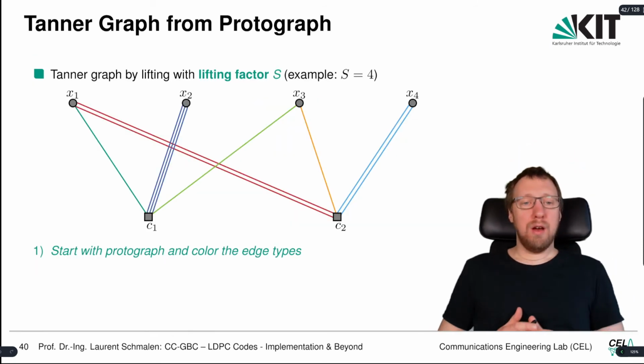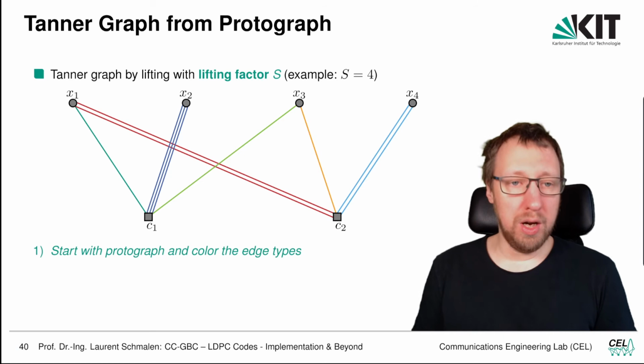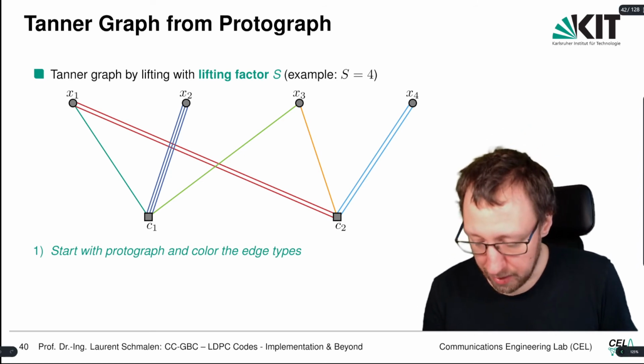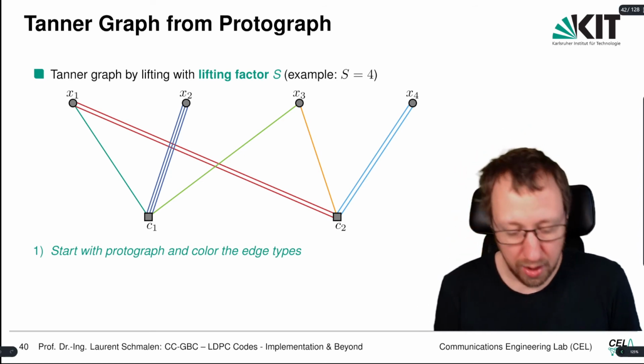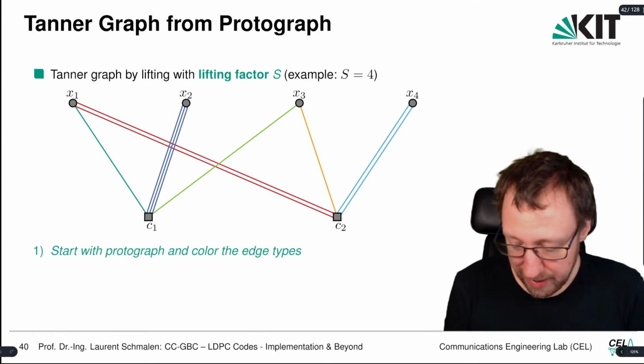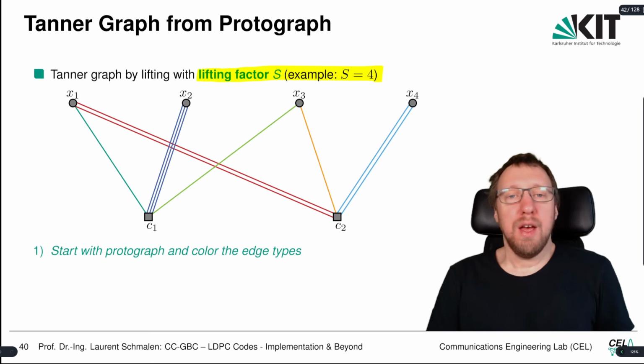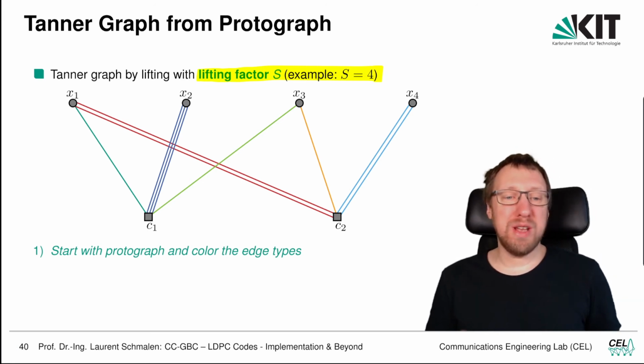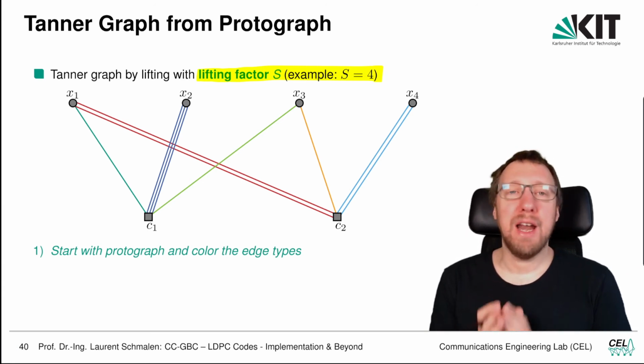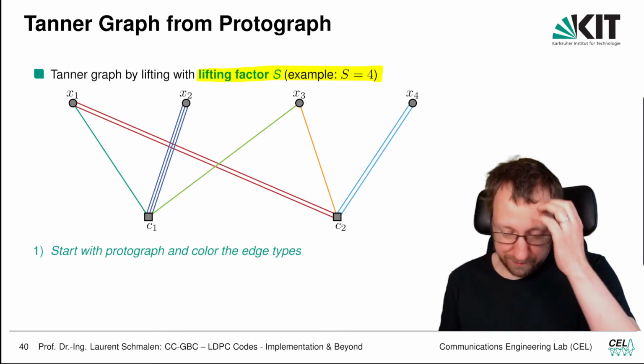So how does this copy and permute operation work? And we show how we can construct the code. Again, we have a lifting factor s, and here we show it with s equals 4. So the first thing we do is we start with the protograph and we color the edge types.